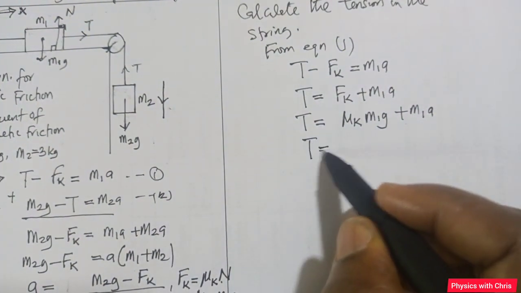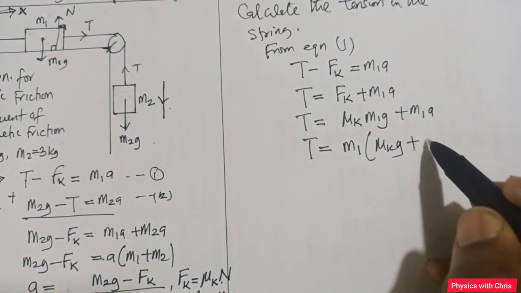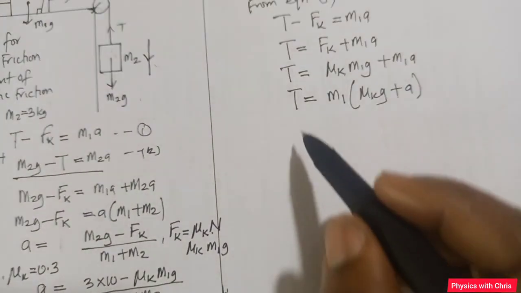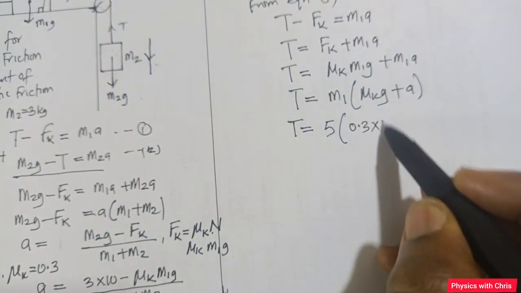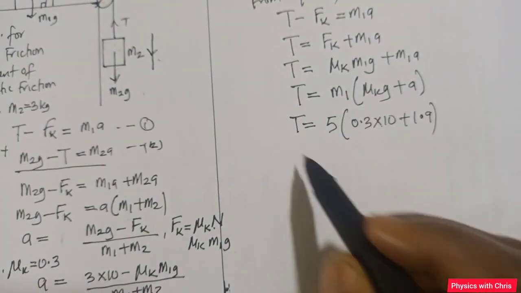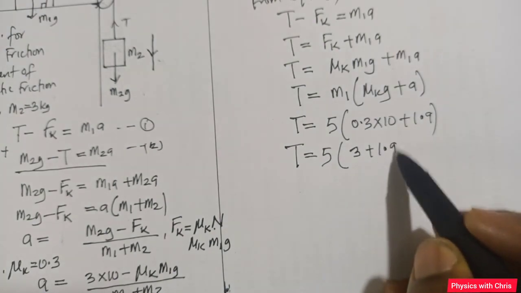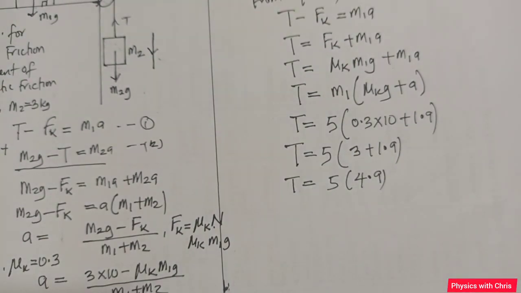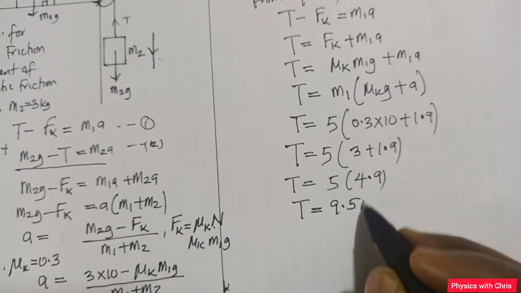So that gives me T equals, I can factor out M1, M1 into mu k times G plus the acceleration. Now this acceleration is the calculated acceleration 1.9, and that gives me tension T equals M1, which is 5, into 0.3 times 10 plus 1.9. So the tension in the string is 5 into 3 plus 1.9. That gives me 5 into 4.9. When I multiply 5 by 4.9, I have 9.5. So the tension in the string is 9.5 Newton.